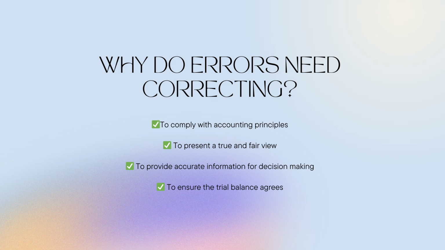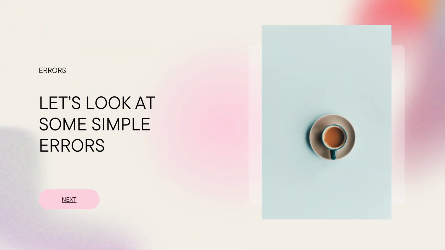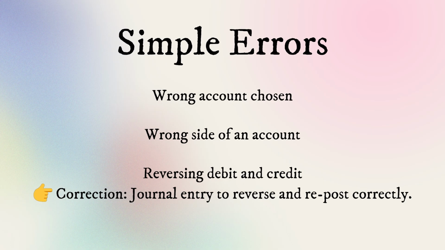And I think sometimes some of the textbooks and study books don't really go into the why. So I'm heavily focused in these videos on making sure that you understand why you're doing something and also how to do something. So let's take a look at some simple errors. This could be where the wrong account was chosen, maybe the wrong side of an account, reversing a debit and credit. So the correction here would be a journal entry to reverse and post correctly.